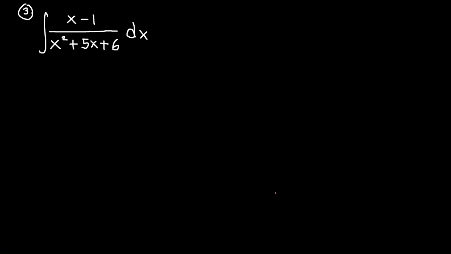So for this example, we have a factorable denominator. Like I said, you can use partial fractions when you have a denominator that is factorable. In this case, this is a quadratic. So let me simplify it to x plus blank times x plus blank. As you can see, we can factor this with 3 and 2, because 3 and 2 have a product of 6 and a sum of 5.